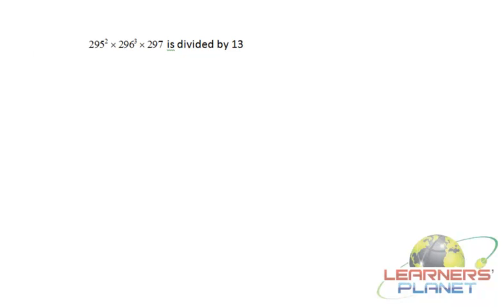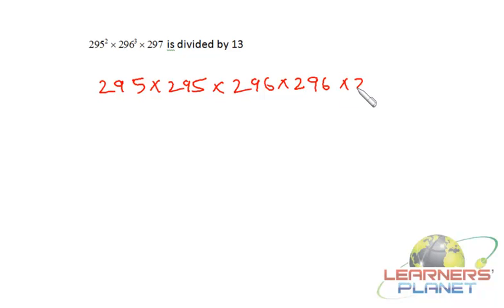Now let's try this problem. 295 square into 296 cube into 297 is divided by 13. Then we have to find out the remainder. So 295 square can be written as 295 into 295 into 296 into 296 into 296 into 297.